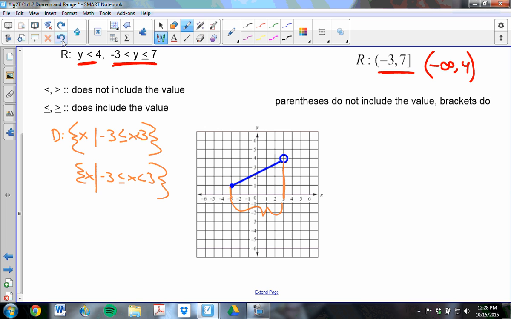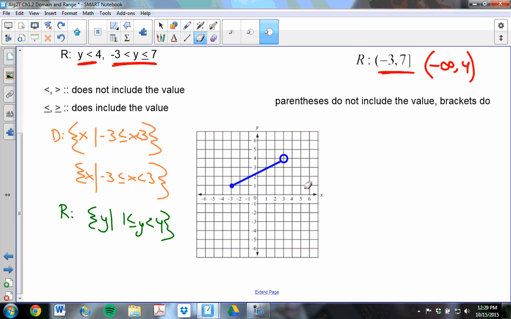Thank you. I'm not checking the x values, I'm checking the y values. So that's really thinking from here to here, this stretch of y values included in the graph. So the range is going to be the set of all numbers y such that y is between 1 and 4.